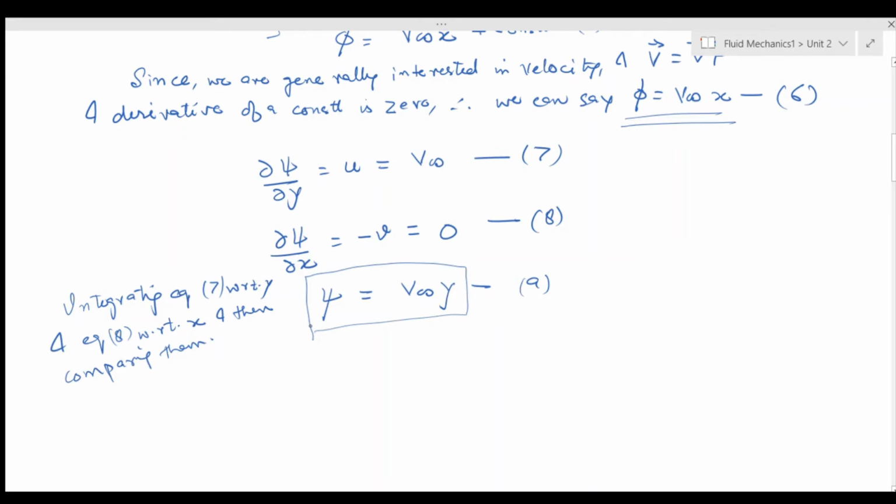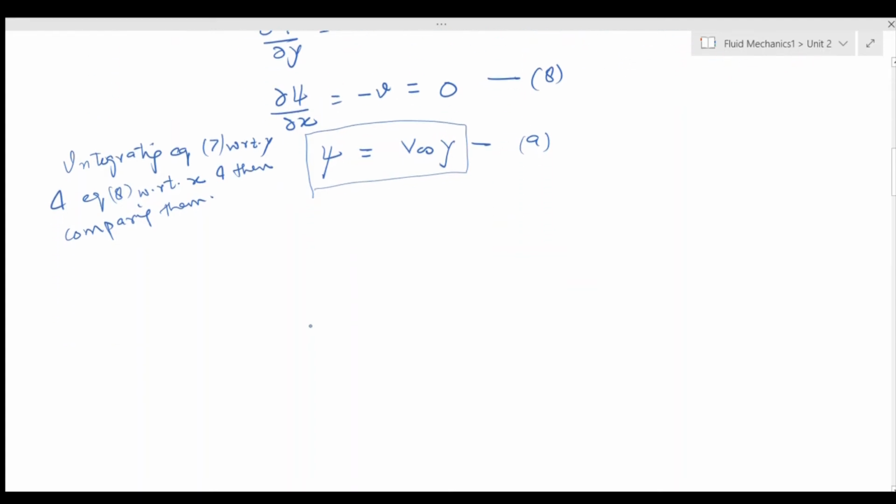Now look at equation 6 and equation 9. My potential function is v infinity times x. My stream function is v infinity times y. These two functions are orthogonal. And how to find if two functions are orthogonal or not? I would like you to look at your mathematics and find out the way in which you can determine if your functions are orthogonal or not. But just by looking at equations 6 and 9, you can say that your phi is perpendicular to your psi.